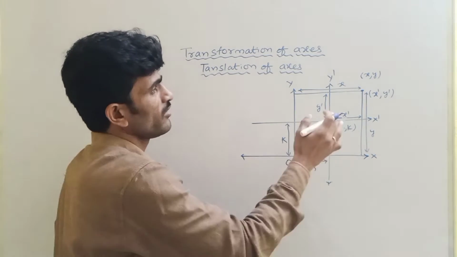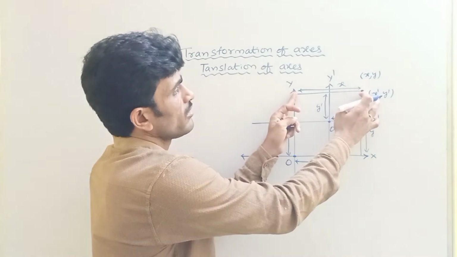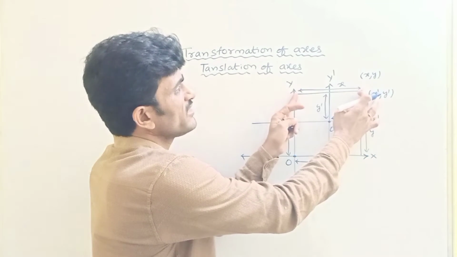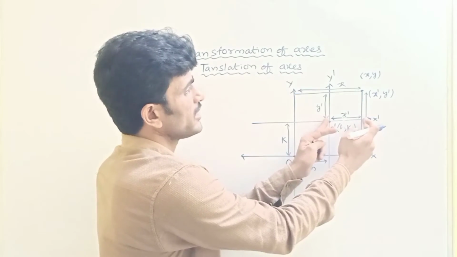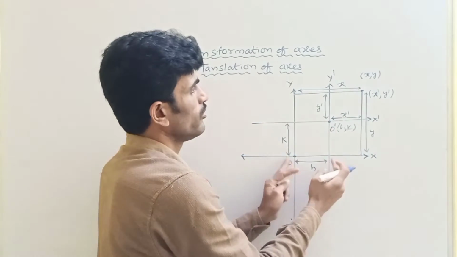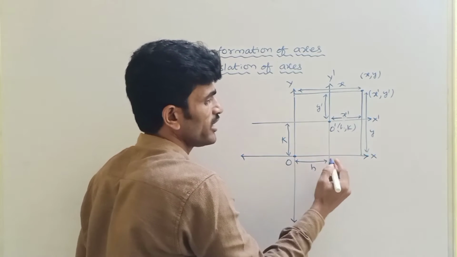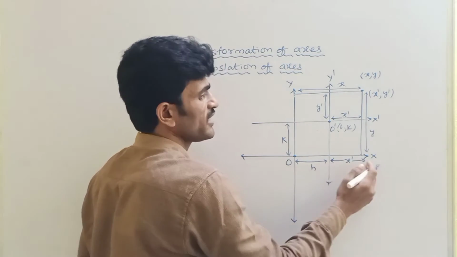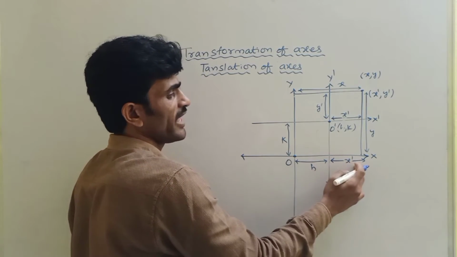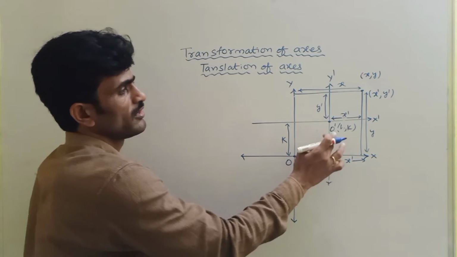Now you can see x is from here to here. x is nothing but the combination of h and x dash. When you add these two, we get x, because from here to here it is h, and from here to here it is x dash. So x is nothing but x dash plus h.